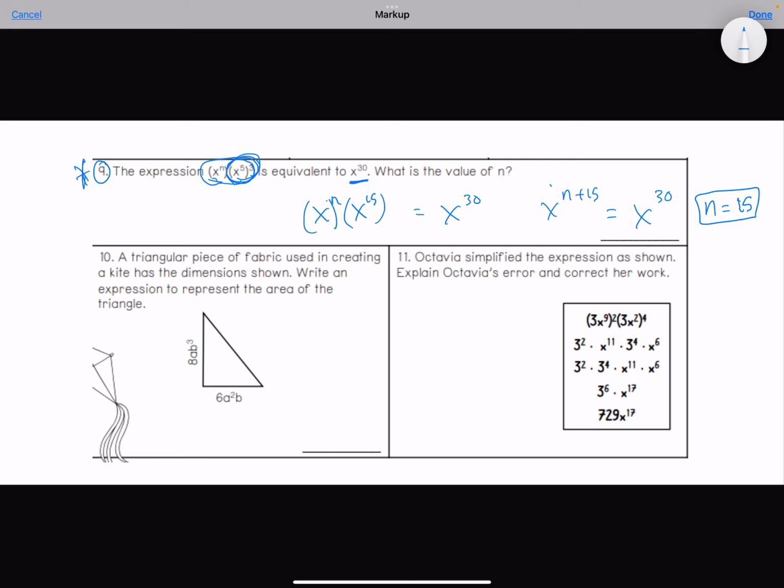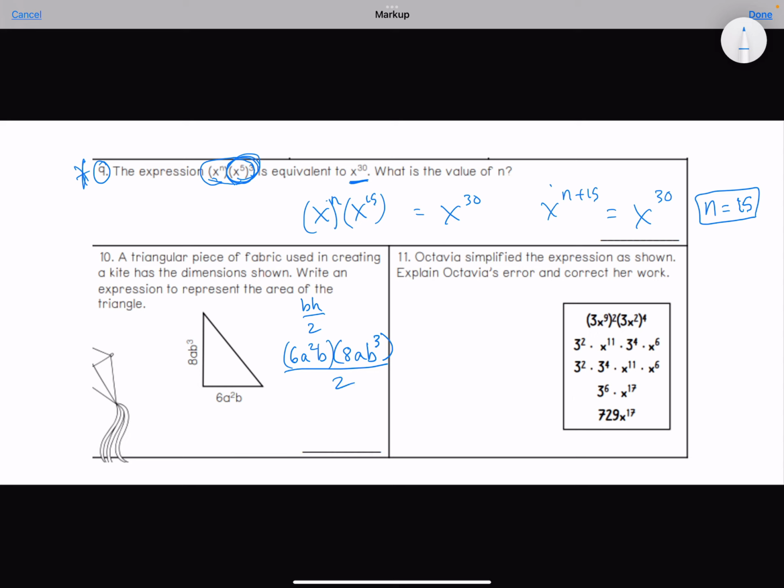And again, just like we did before on the dividing polynomials, a really popular way of applying this is when they give you area and volume problems. So here, triangular piece of fabric used in creating a kite has the dimensions shown. Write an expression to represent the area of the triangle. Area of a triangle is base times height divided by 2. So we have 6a squared b times 8ab cubed divided by 2.